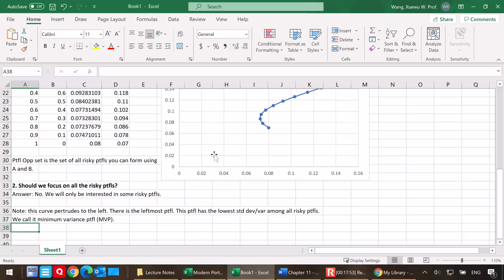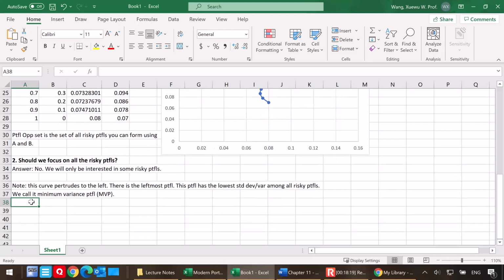And why are we talking about this minimum variance portfolio? Because this minimum variance portfolio is actually splitting this portfolio opportunity set into 2 parts. The first part is starting from the minimum variance portfolio going upward, all right, the upper half, okay? And then the second part is starting from the minimum variance portfolio going downward, all right, the lower half, okay?